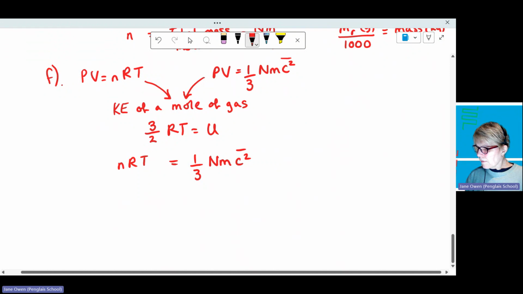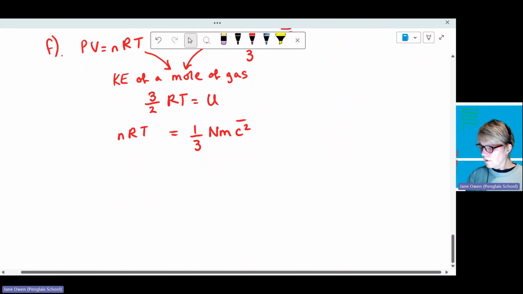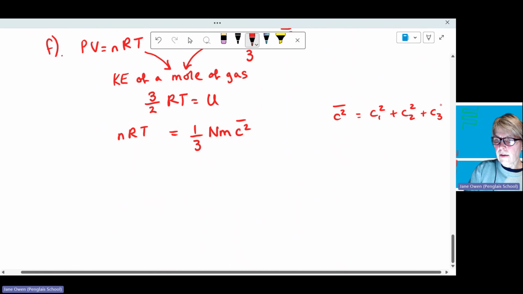Now, mean square speed. For example, if I've got 3 particles, you've got the square of one, the square of another, the square of the next particle, and divide it by 3. You don't add them up, divide by 3, then square them. You have to square them individually. That's why you square it and then add the bar on top, because you're squaring each one of them, adding them up, and then dividing by 3.